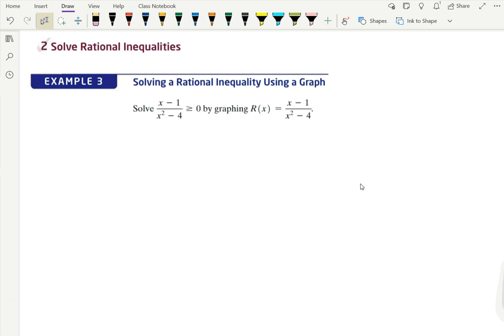Let's go ahead and solve a rational inequality using a graph. So we want to solve x minus 1 over x squared minus 4 greater than or equal to 0. On this one, we're going to use a graph, and then we'll do another one where we do it algebraically, like the last set we did.